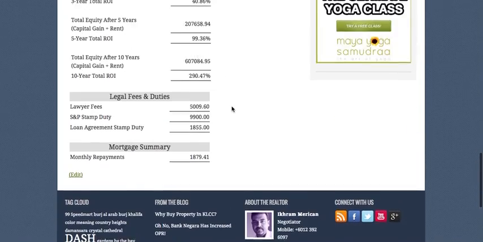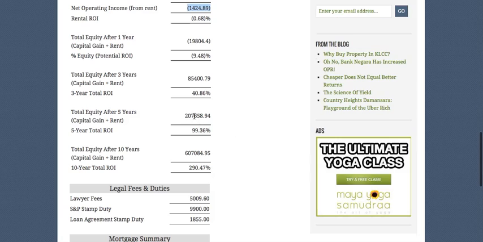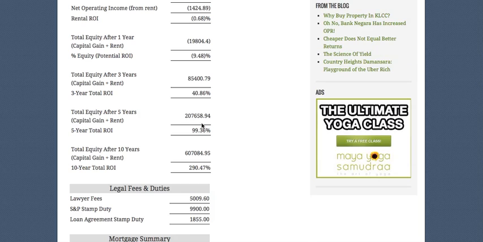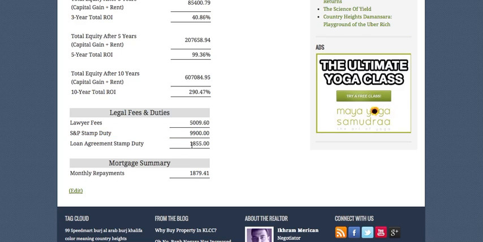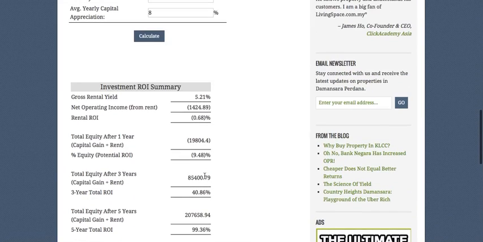After 5 years, when I sell this condo, I make an additional 207,658 ringgit. Not too bad. These are my lawyer's fees for the sales and purchase agreement preparation. This is how much I would have to pay for the stamp duty. That's 9,900 ringgit. The loan agreement stamp duty would be 1,855 ringgit. And this is my monthly repayments to the bank, 1,879 ringgit.